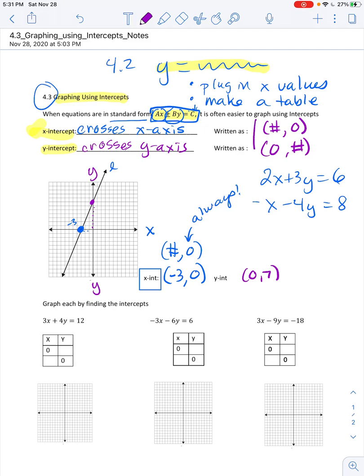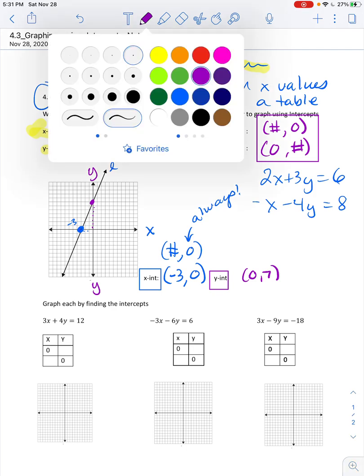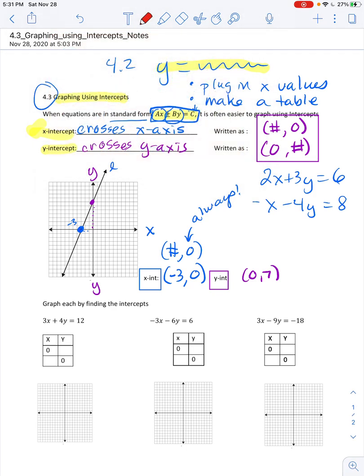So it's really important to know this, because that's what's going to help us build our table and make it easy to do these. So in this particular case, I had a y-intercept of 7, so 0, 7, and an x-intercept of negative 3, 0. And then if I know that those 2 points are correct, that's good enough, and I would be able to connect them together in this line and get the exact right line.